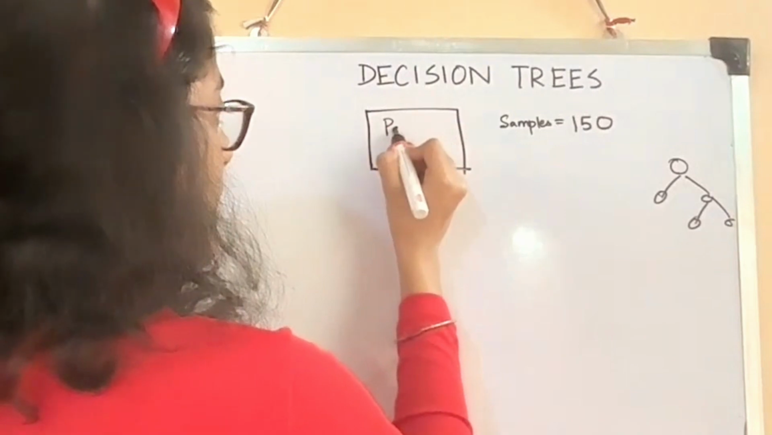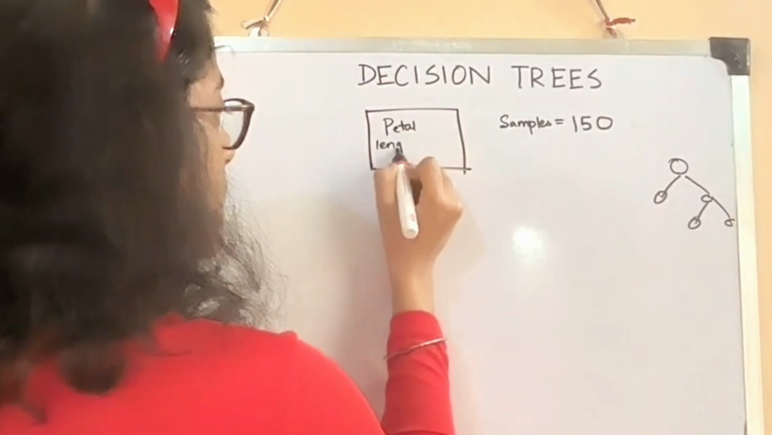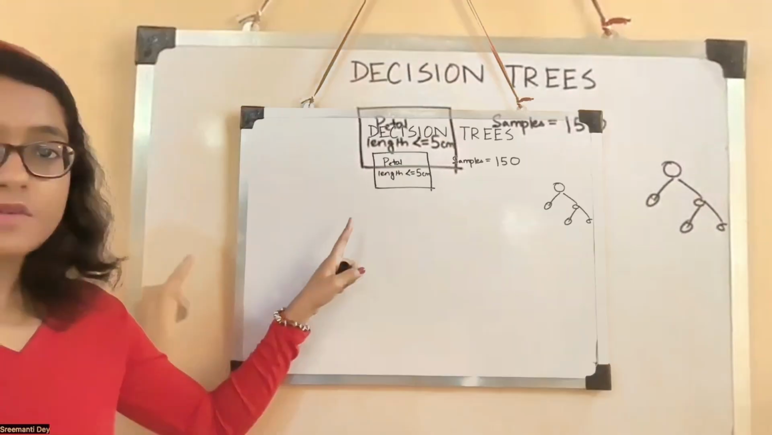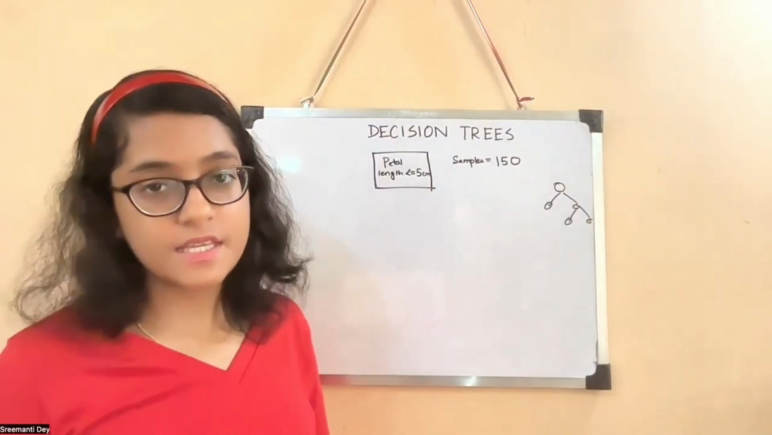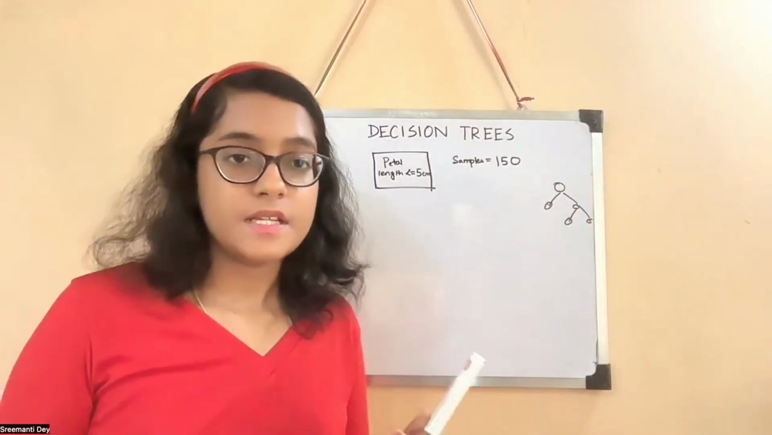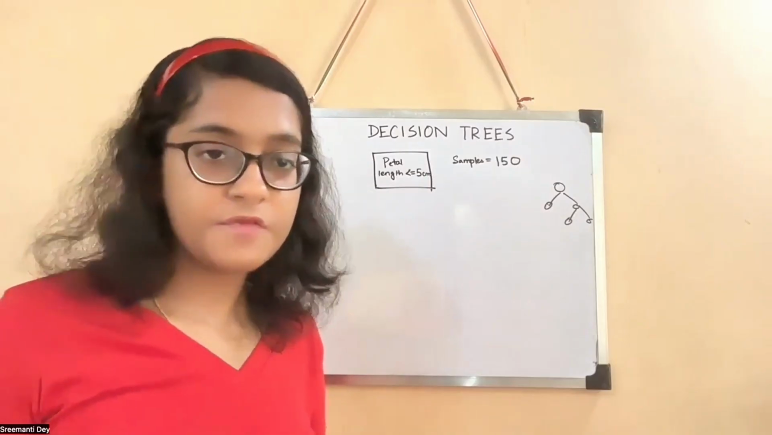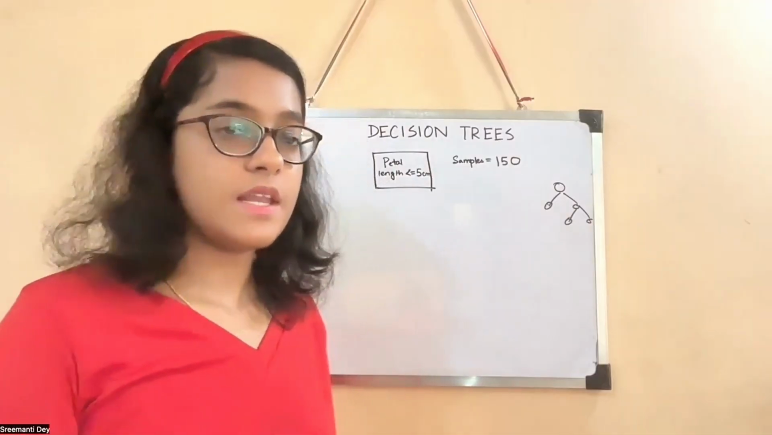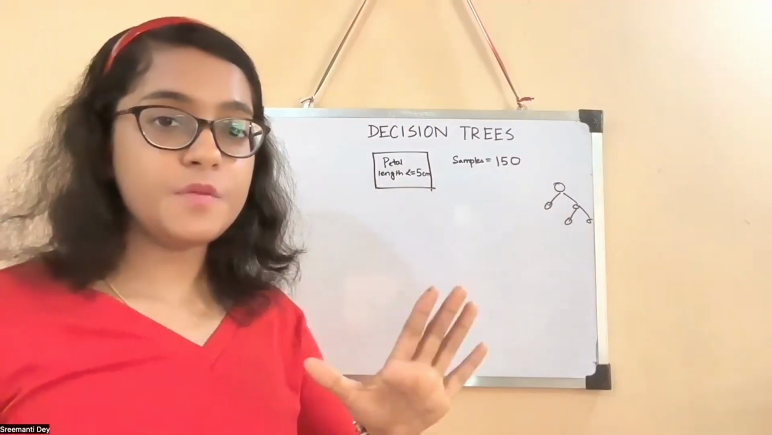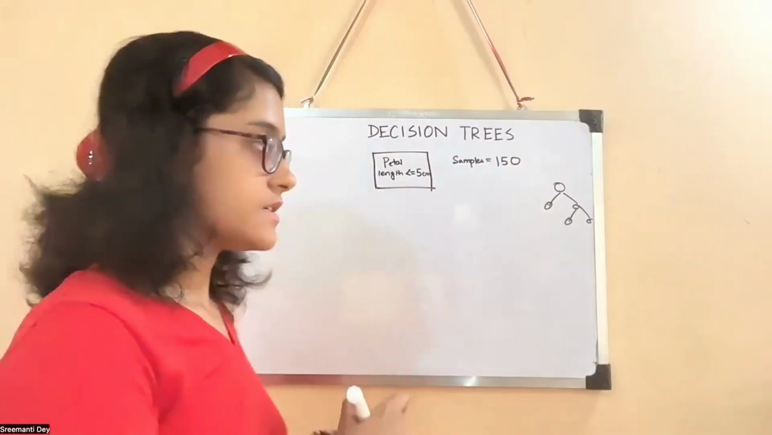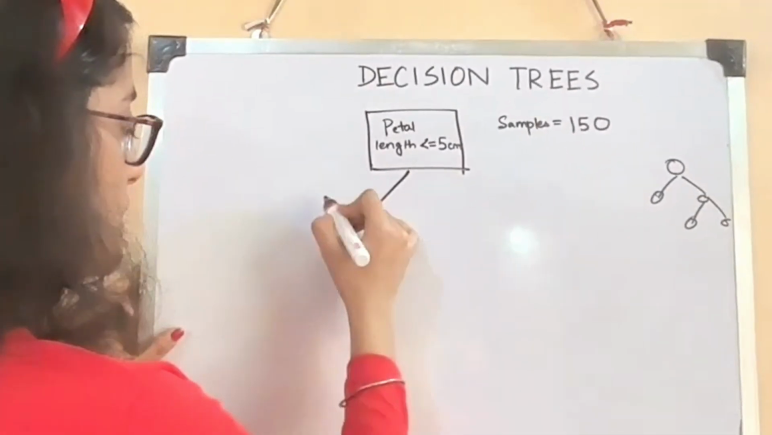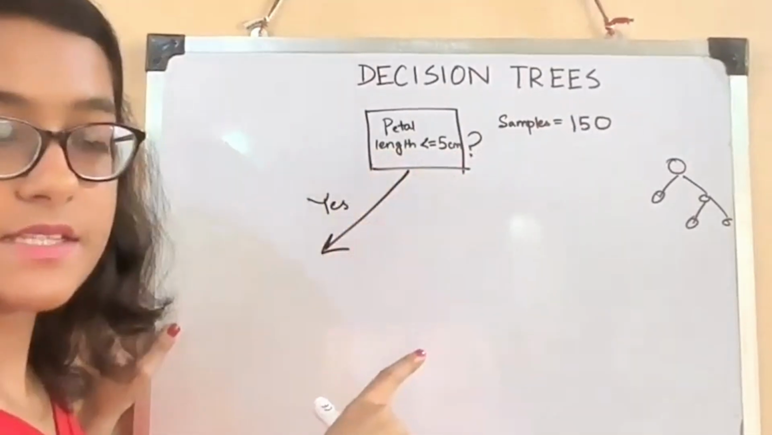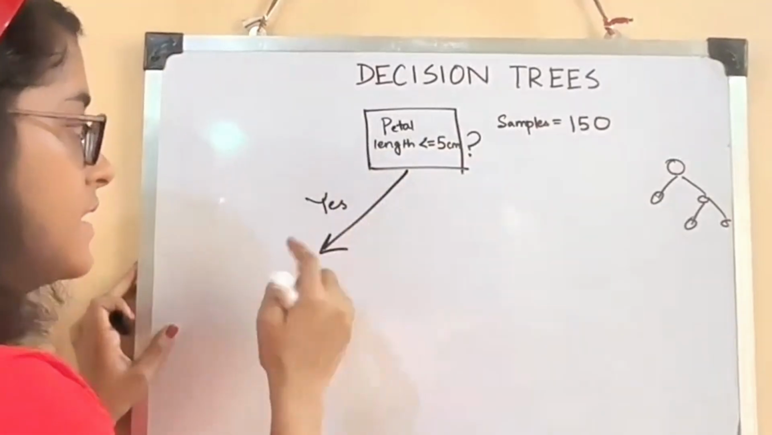Now this node would have petal length less than or equal to 5 centimeters. What do we mean by that? Let's say the petal length in our data set varies from 0.5 centimeter to 10 centimeters, so 5 would be an appropriate middle ground. Let's say around 50 points have petal length less than 5 centimeters. That is going to be yes. This is the question that we ask at this node: is the petal length less than or equal to 5 centimeters? Yes. Then we go here.